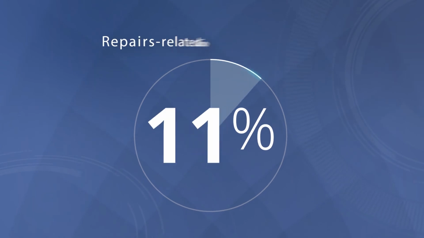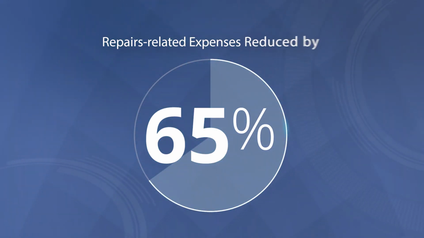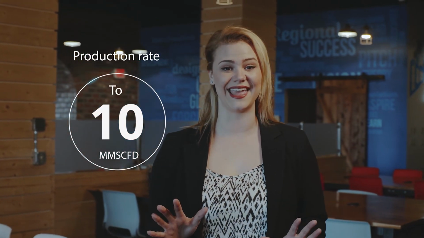At the same time, repair-related expenses were reduced by 65% using the external sleeve. And most importantly, the company was able to increase their production rate from 7 million standard cubic feet per day to 10, due to the improved erosion resistance of Masterflow's external sleeve and cage choke valve.